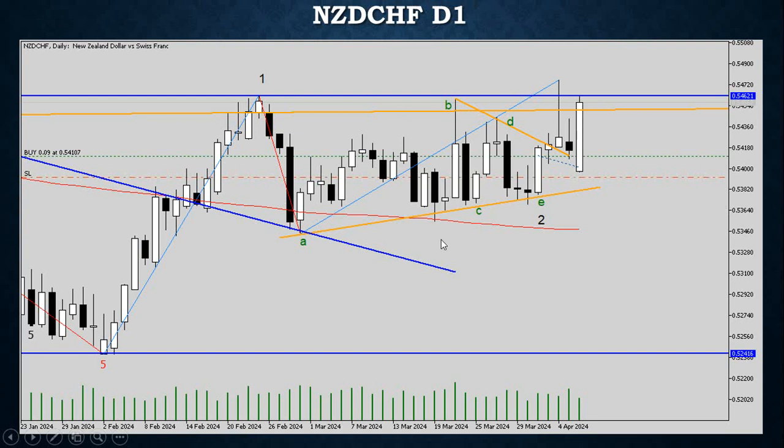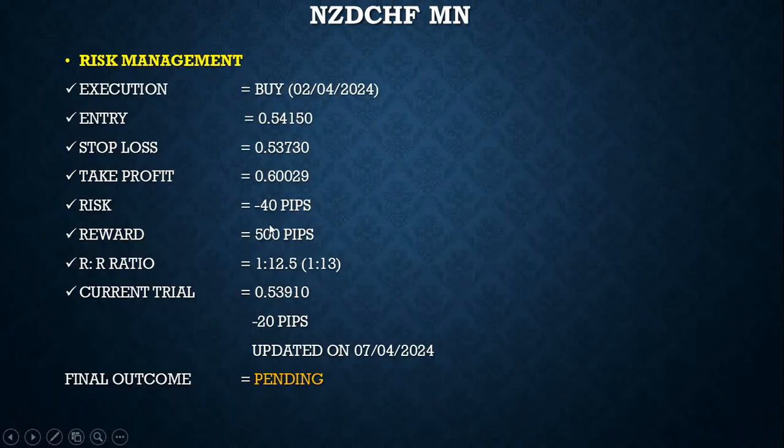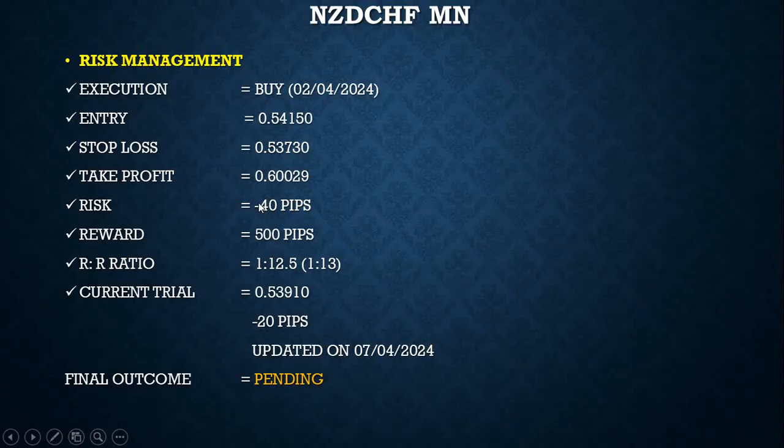So now the current trail. Let's discuss the trail. Here we are talking about the trail stop loss. My first stop loss was here when I was risking like 40 pips, and now I'm shifting my stop loss to around this area. Okay, let's discuss what happened. Now my stop loss is around 0.53910, and now I'm only risking 20 pips. So what does that mean? It means that I'm no longer risking 40 pips. Now I'm risking 20 pips.